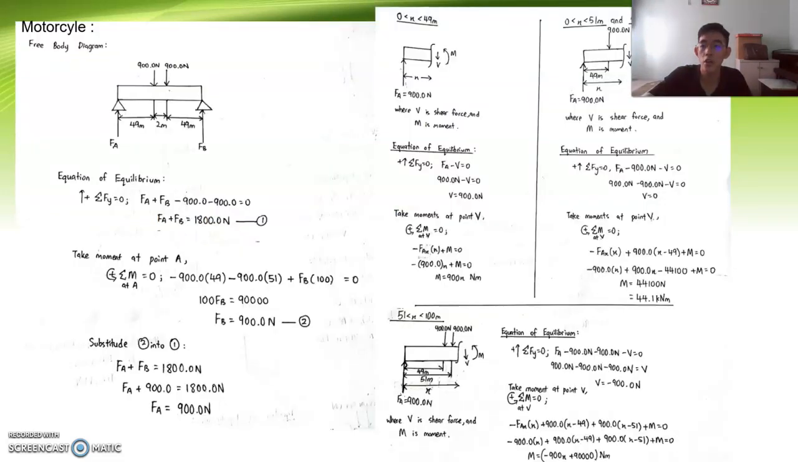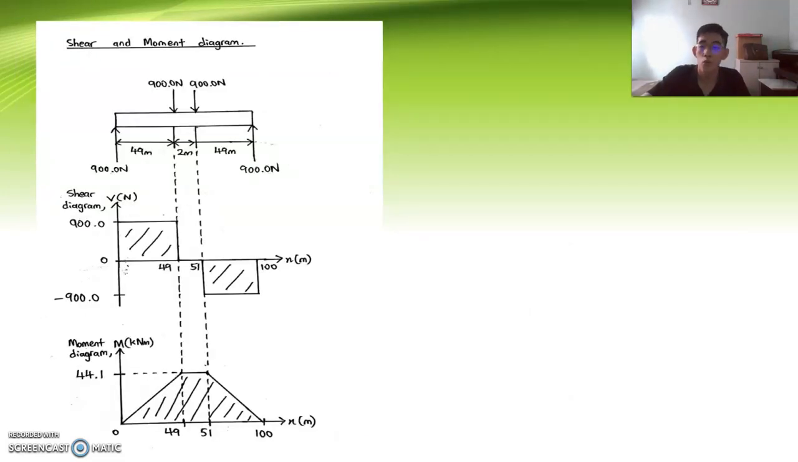So in the left figure, from the free body diagram and equation of equilibrium, we can determine the reaction forces, that is FA and FB, produced by the vehicle, that is the motorcycle. Then from the right hand side, with a certain distance, we can see the maximum moment and the moment and shear stress that are produced. With this shear stress and moment, we can determine the shear and moment diagram.